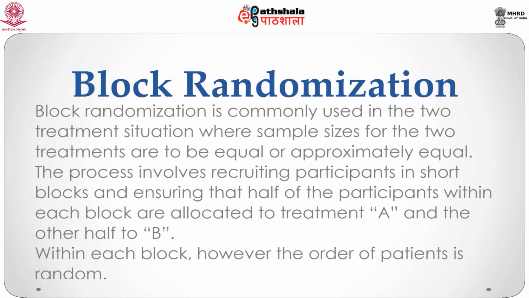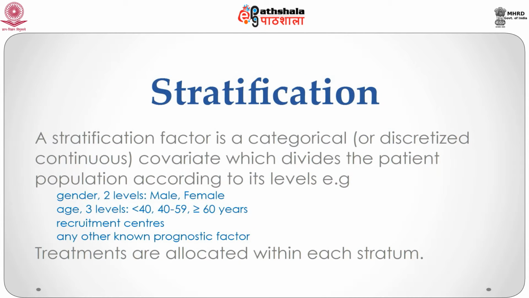Another alternative means of random allocation is the case where we have stratification. So, a stratification factor is a categorical covariate which divides the patient population according to its levels. Say we have measured in addition to treatment several covariates including gender, which has 2 levels, male and female, age, which we can choose to categorize in terms of 3 levels, say less than 40, 40 to 59 and greater than or equal to 60, recruitment centers, any other prognostic factor and so on. In this case, we do not perform the allocation overall, but treatments are allocated within each stratum.